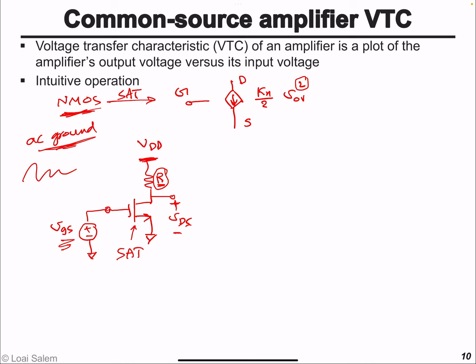Now, something important, and here this is called a common source amplifier. And the reason it's called a common source, because as you can see, the source terminal is connected to the ground, which is a common node between the input and the output. So common source amplifier.